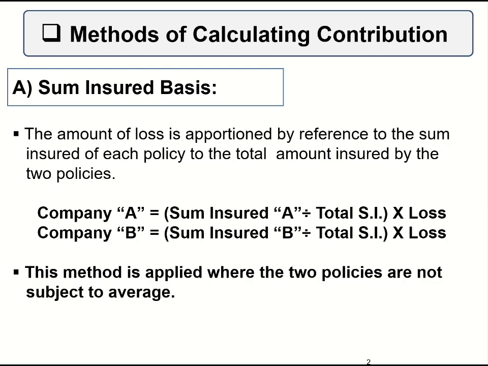multiplied by the loss. And company B similarly, the indemnity from company B will equal the sum insured of policy B divided by the total sum insured of the two policies, multiplied by the loss. Remember that this method is applied where the two policies are not subject to average. Example.